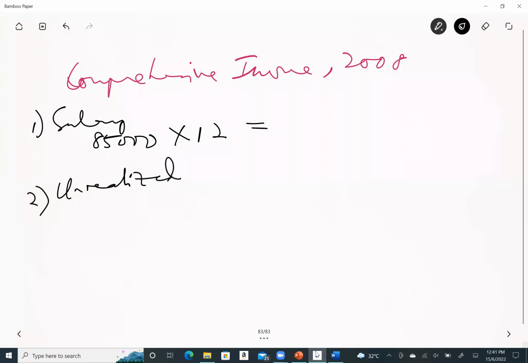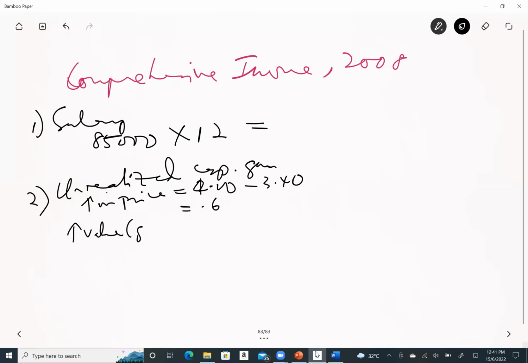It doesn't matter whether realized or unrealized. If it is realized, you also have to consider it as income. Unrealized capital gain. So the increase in price is equal to 4 ringgit minus 3.40, which is 0.6. That is per unit. So the gain is equal to 0.6 multiplied by the units, which is 1,500.